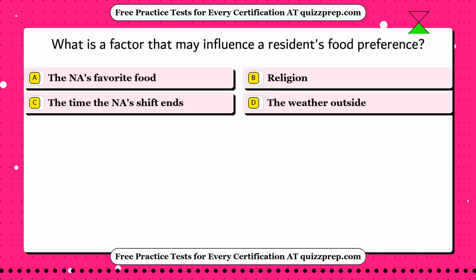Question 83. What is a factor that may influence a resident's food preference? Option A, the NAA's favorite food. Option B, religion. Option C, the time the NAA's shift ends. Option D, the weather outside.